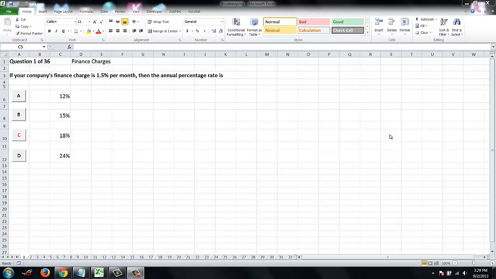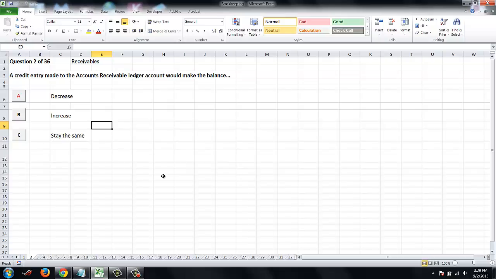Next question. A credit entry made to the accounts receivable ledger account would make the balance decrease. Letter A. Next question. A credit from a supplier will decrease the accounts payable account. A.